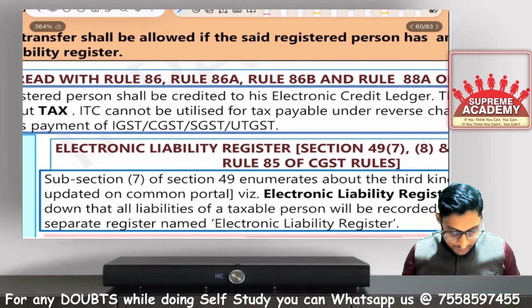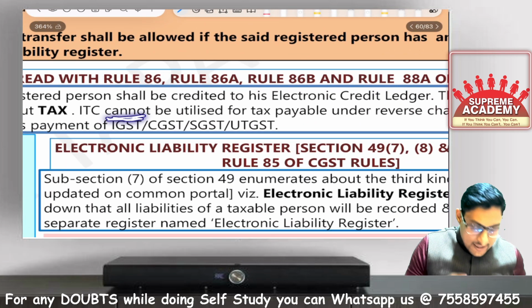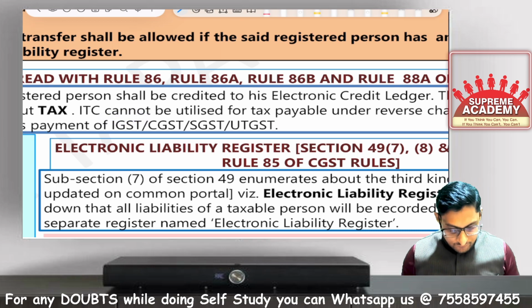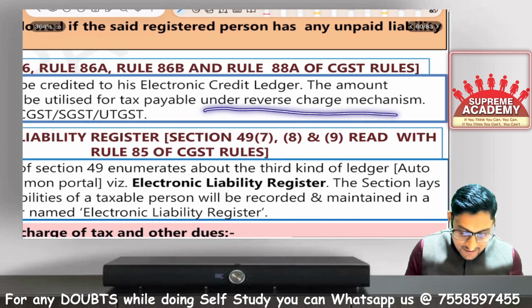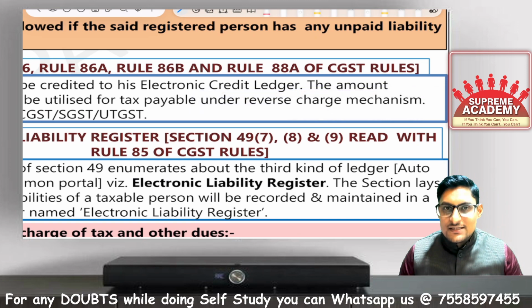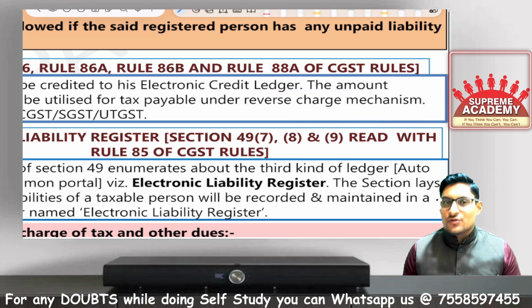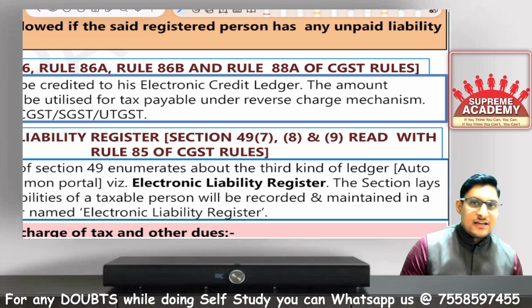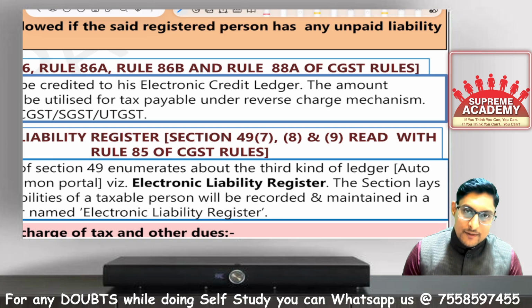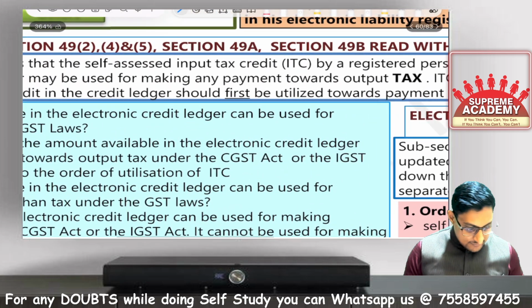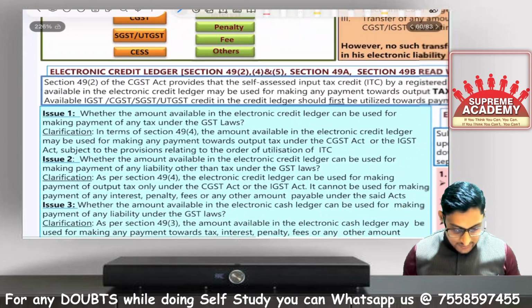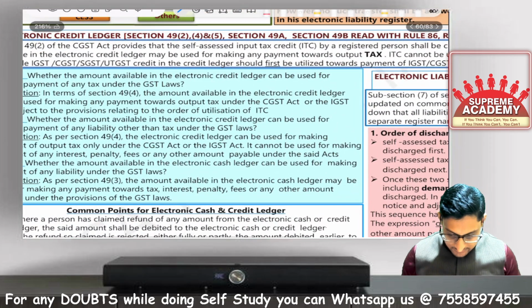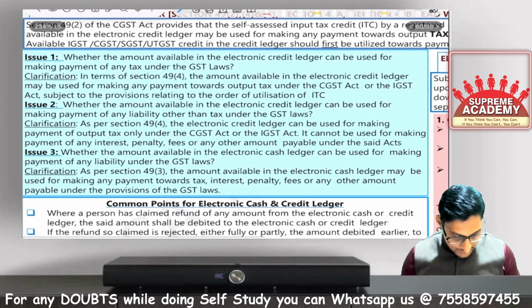Number two, second important point, it cannot be utilized for tax payable under reverse charge mechanism. It means electronic credit ledger can be used for making only output tax payment under the forward charge mechanism, not under the reverse charge mechanism. So under reverse charge, you can use cash ledger, not the credit ledger, to make the payments. And lastly, when we are using credit ledger, yes, we'll see these issues, then make the judgment.